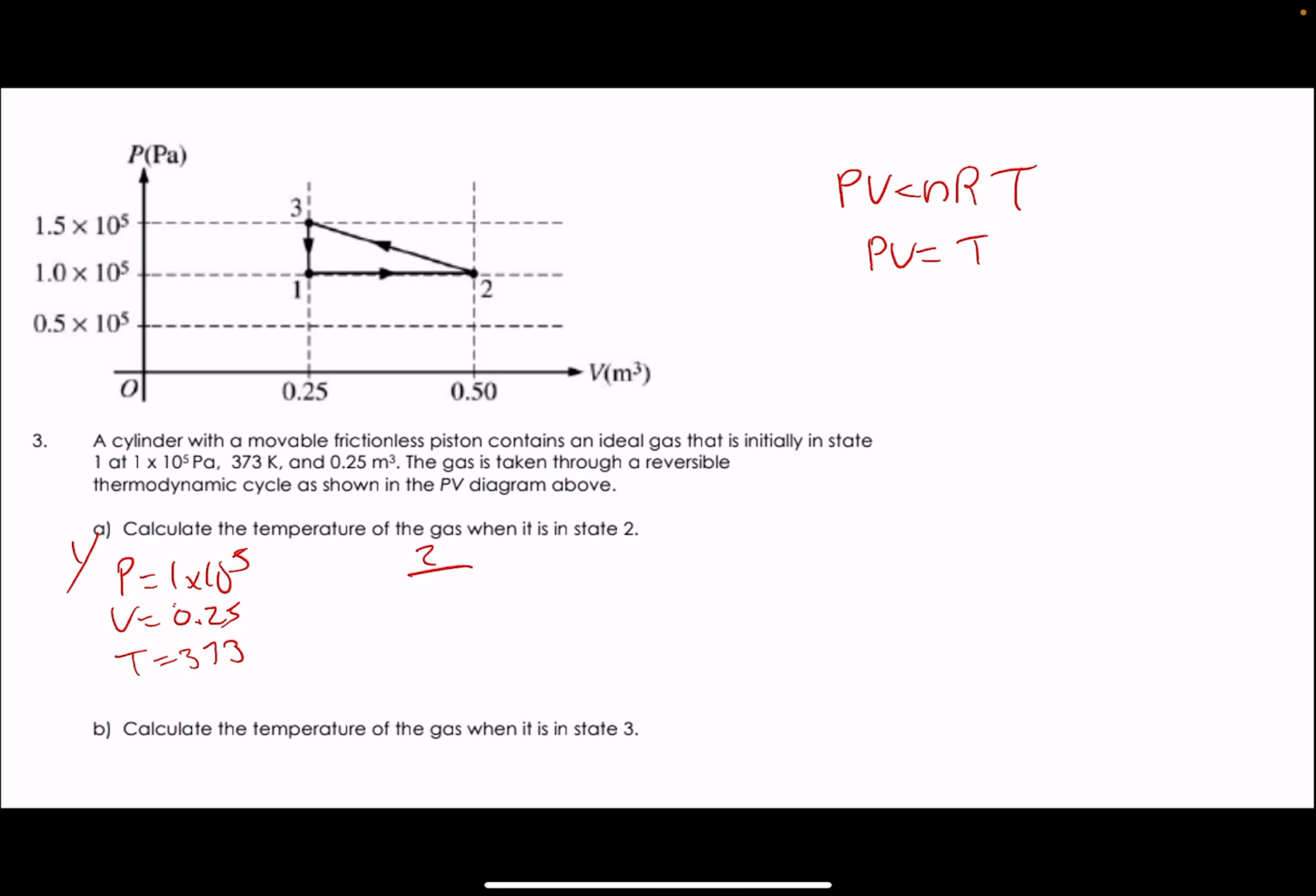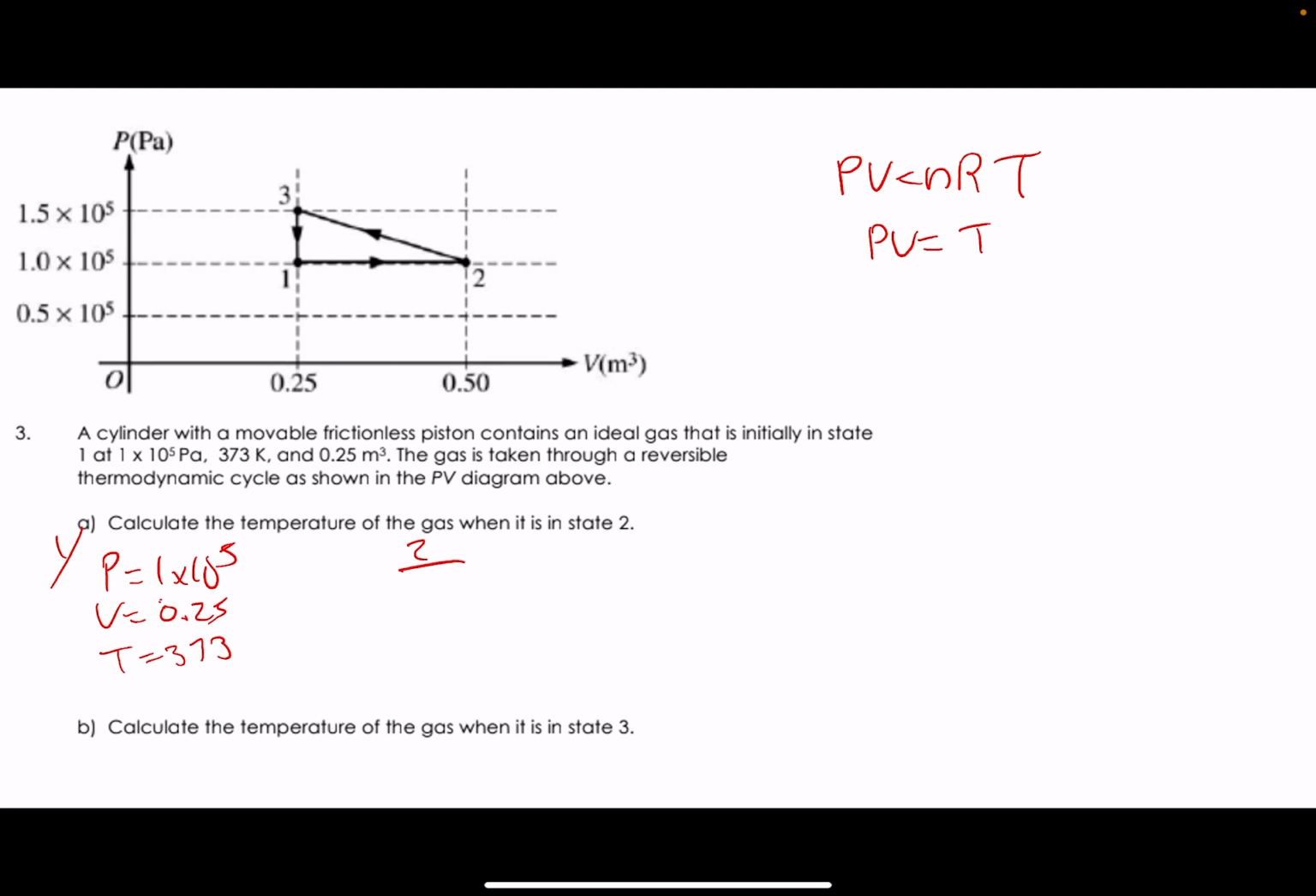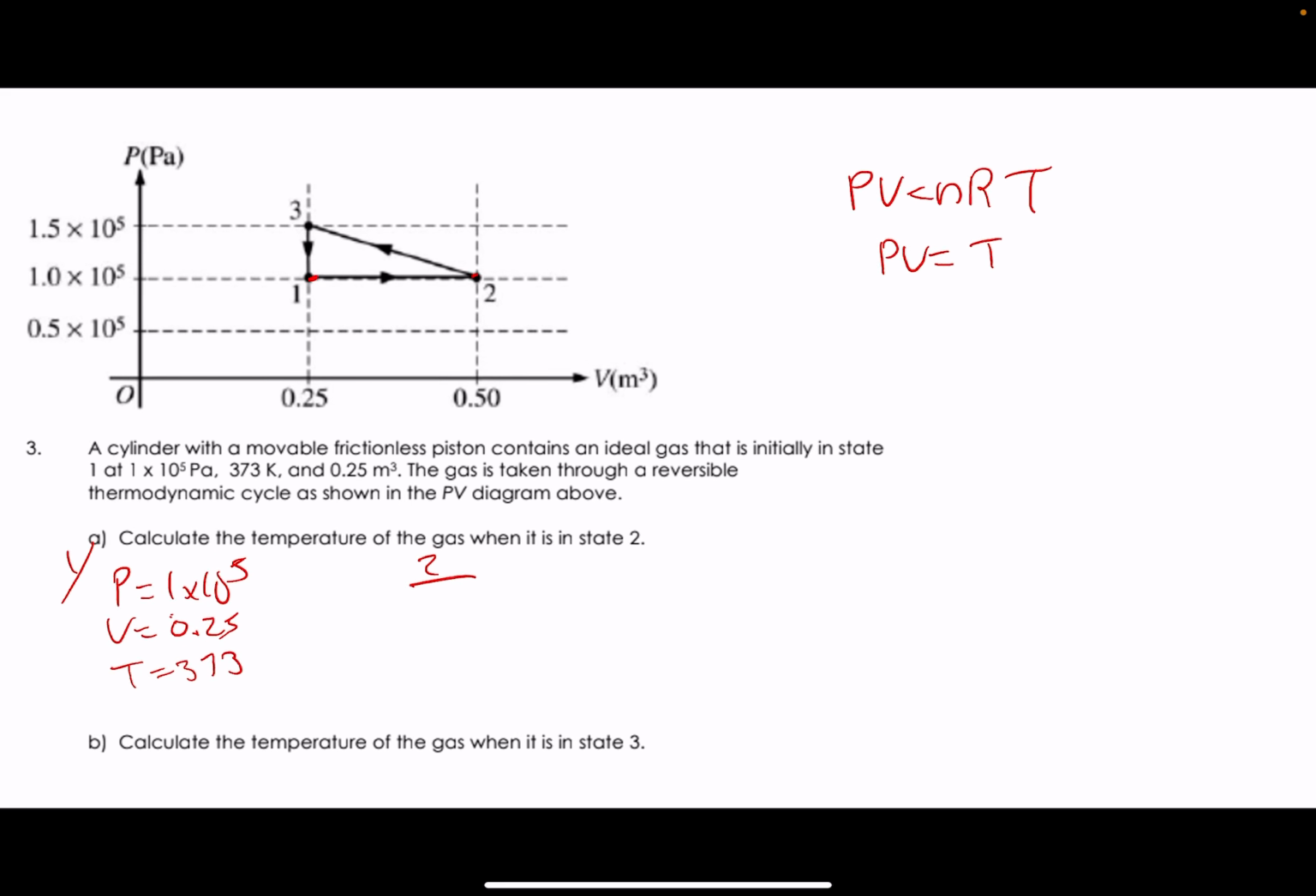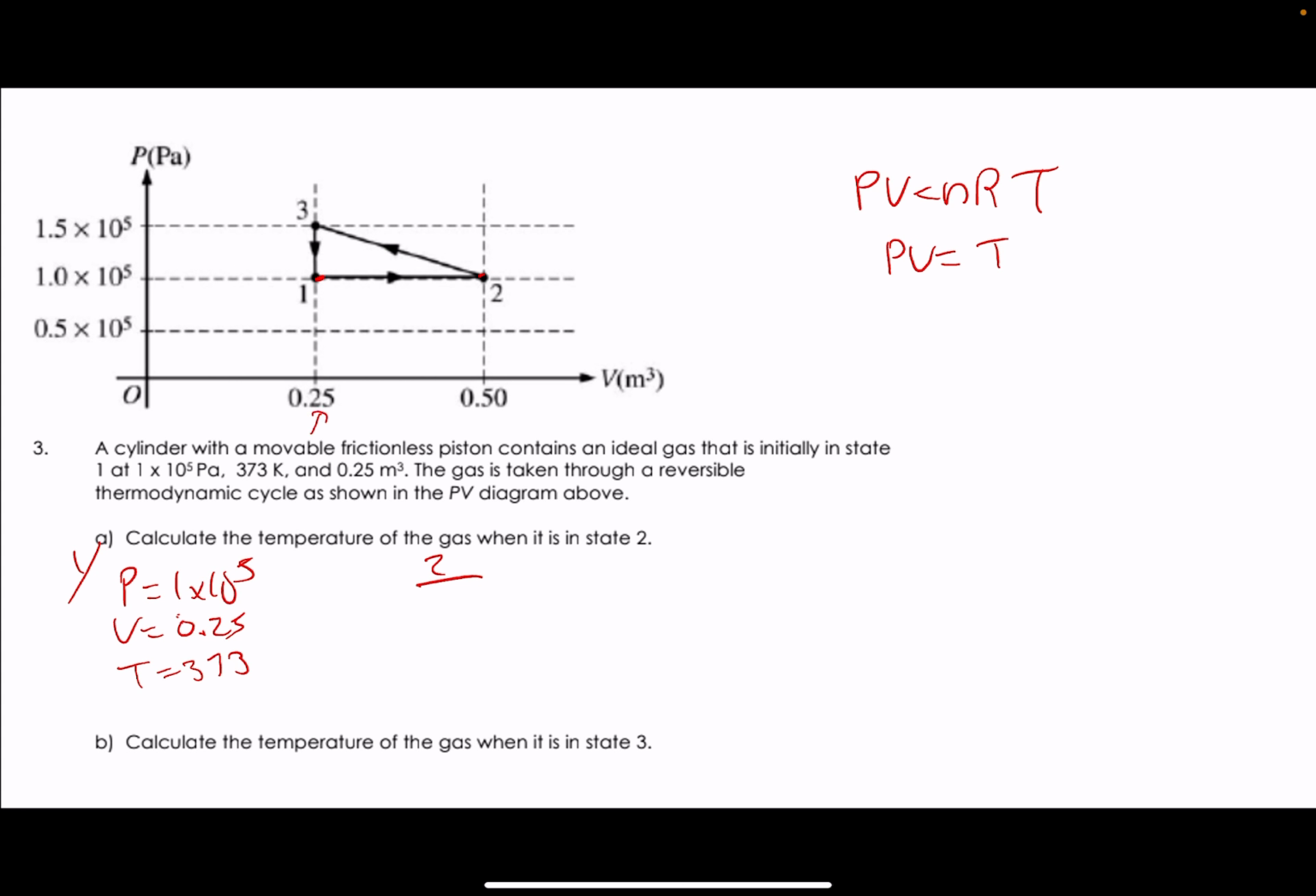Process 2. Let's see what happens in state 2. When we go from state 1 to state 2, guess what's happening? We're increasing our volume. We're going from 0.25 to 0.5. So if we just read the graph, we get a new volume, 0.5. And if we also look at the graph, our pressure is staying the same. Our pressure is also 1 times 10 to the 5th. So our temperature is something we can just find really easily. We just use PV equals T. That means T is just equal to the multiplication of the two.